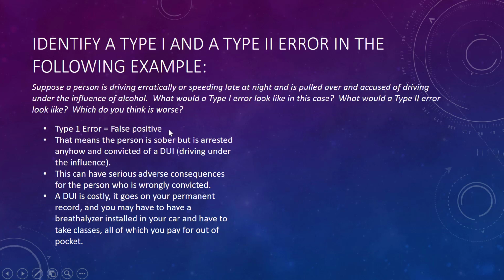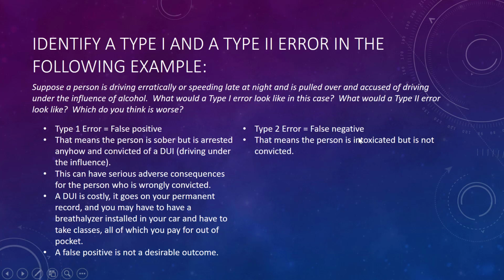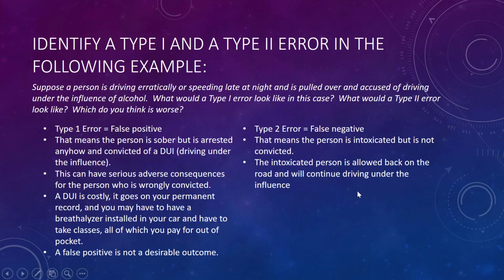Let's look at a type 2 error or a false negative. A type 2 error or false negative means that the person was in fact under the influence of alcohol, but for some reason was released or let go. Well, what does this mean? That means that the person is allowed to get back into his or her car and continue to drive.